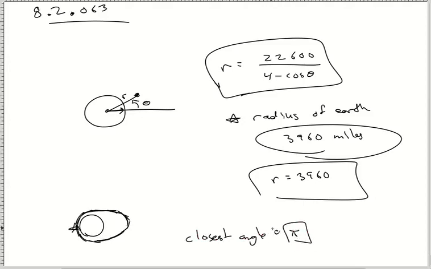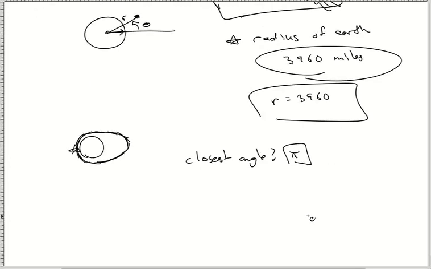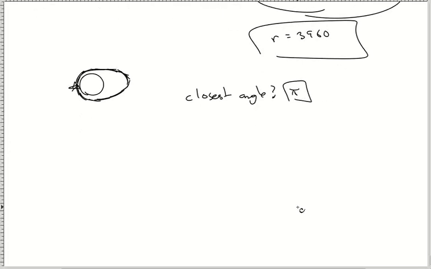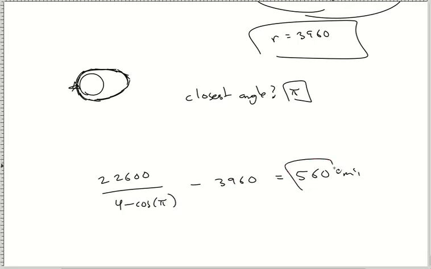Now, there's actually a lot more behind this. Basically, I'm trying to plug in zeros, pi over 2s, pi's, and all kinds of stuff into this cosine and see when it is the smallest answer. And it happened at pi. There's a lot of ways you can do it, or you can graph it. Okay, so what I'm going to do now is take that and plug that into the formula, and I'm going to subtract it from Earth's radius to get 560 miles above the surface of the Earth.